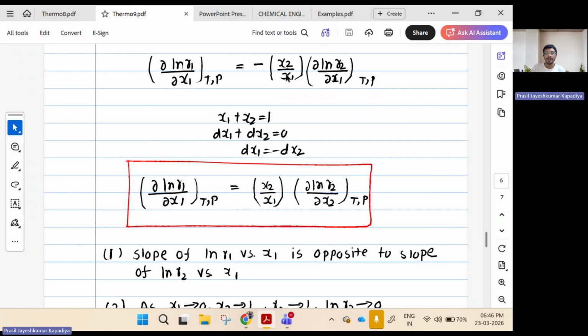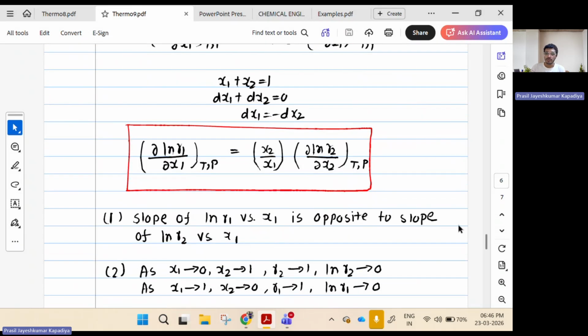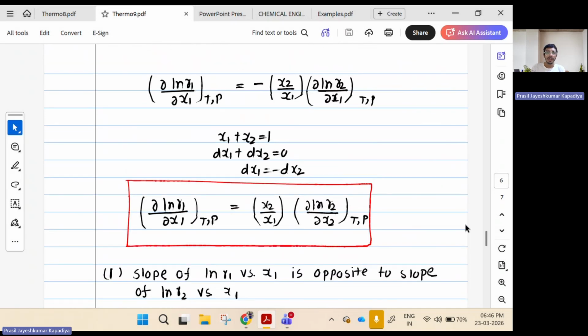This is y equal to mx. No, sorry. Yeah, so there is only the difference of this minus x2 by x1. So that's why we are saying that slopes are opposite. Okay. Now we know that when x1 tends to 0, component 1 is in infinite dilution.